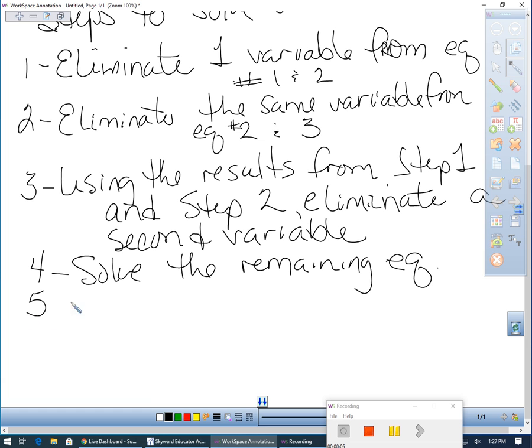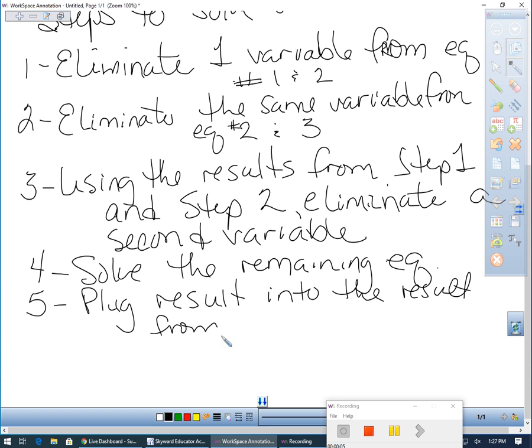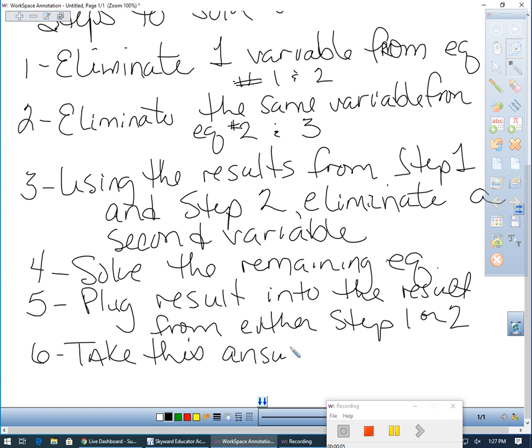Step 5, plug results into the results from either step 1 or 2. Step 6, take this answer and answer from step 4 and plug into 1.